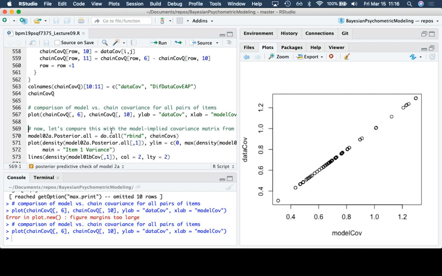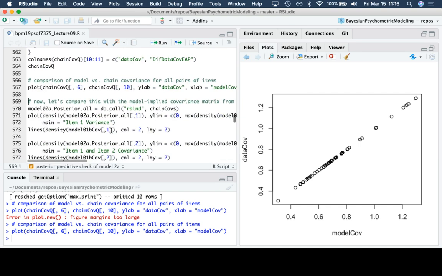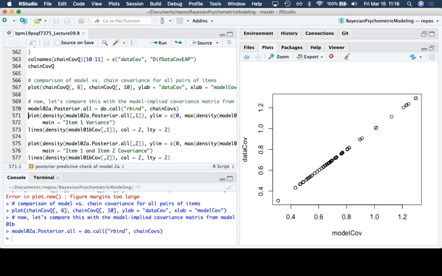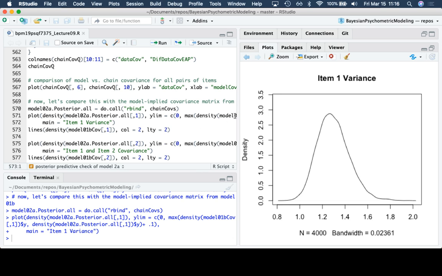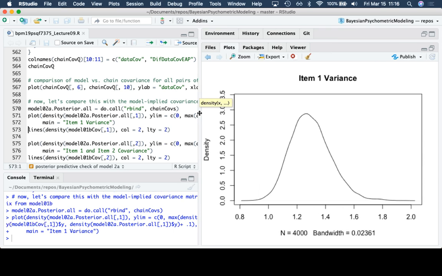Now let's compare the model implied covariance matrix. So this right here is what we got for every step of the chain. This is not a posterior predictive check. This is taking the covariance matrix for every step of the chain. This is the variance of item 1, right? So what am I saying? Each chain iteration has a covariance matrix.